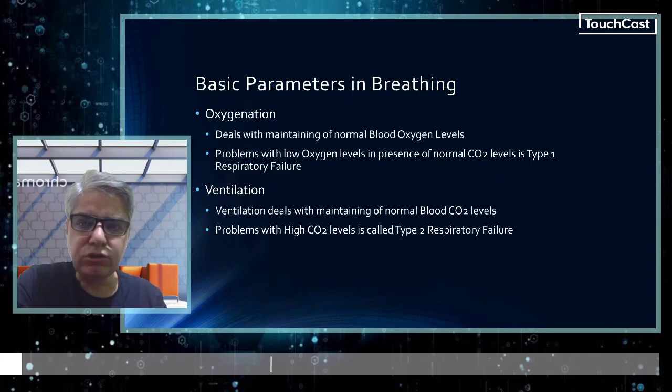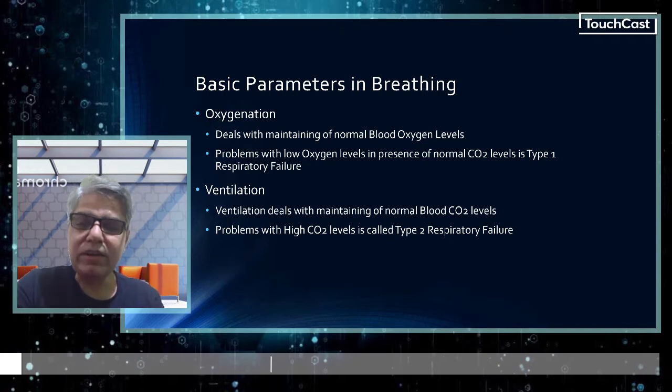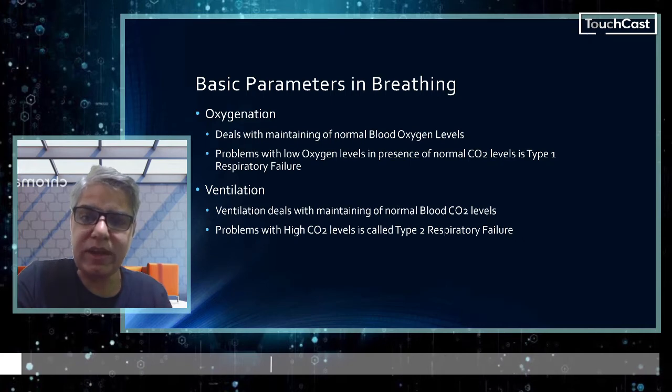Now, you should understand some of the basic parameters in breathing, and there are two parameters that we always talk about. One is oxygenation and the other is ventilation. I will give you a very simple formula of 2 by 2 that you have to remember. For oxygenation and ventilation, there are two basic parameters that we always deal with, and that would make it quite easy for you to understand as well as remember those parameters. So first of all, let's talk about oxygenation. Oxygenation basically deals with maintaining your normal oxygen levels.